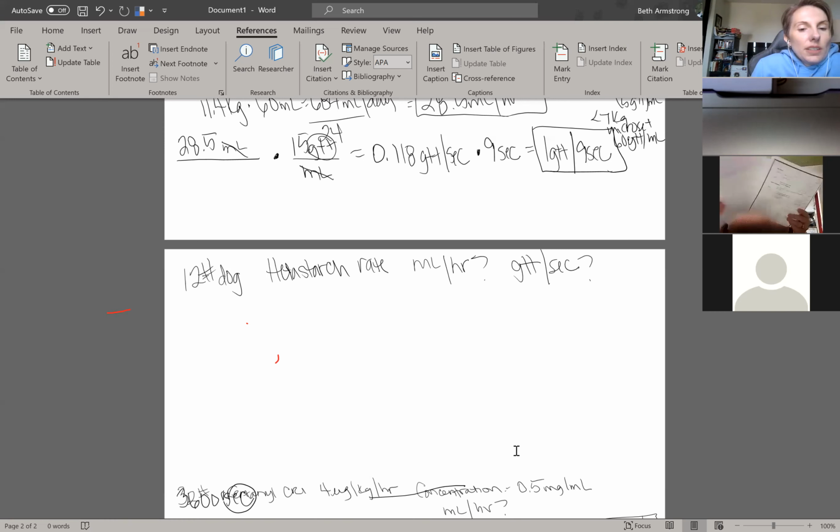So where are we going to start? Divide by 2.2. Okay. So what is our kilograms? 5.45. Good. 5.45 kilograms. And then what's our maintenance dose? 20 mL per kg per day. Good. 20 mLs per kg per day.